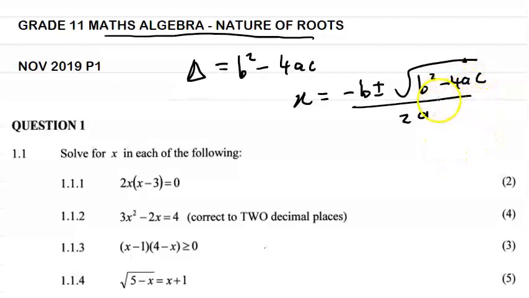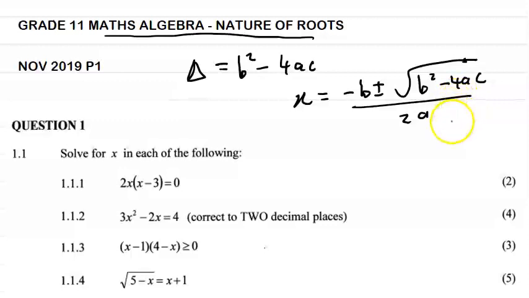our nature of our roots. For example, if delta is equal to 0, we're going to get equal roots. And if delta is less than 0, we're going to get non-real roots. If delta is greater than or equal to 0, our roots are going to be real. And if delta is a perfect square, then our roots are going to be rational. And if delta is not a perfect square, then our roots are going to be irrational.